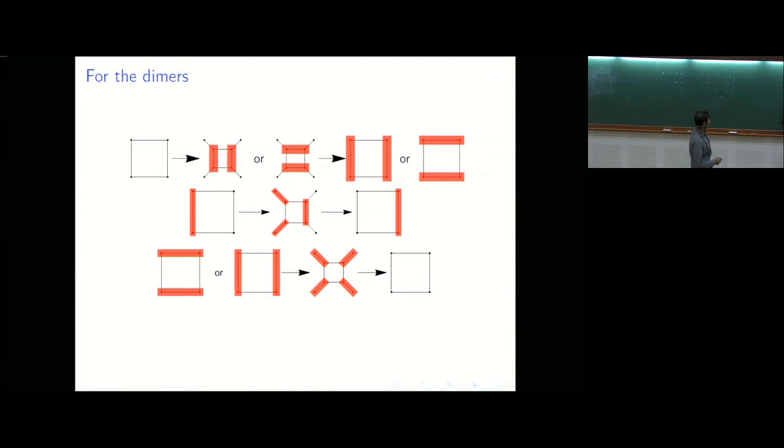And then the last configuration is if you have two horizontal dimers or two vertical dimers. When you apply the spider move, this corresponds to having all your four legs being matched. And when you squish the legs, they disappear. So you end up deleting all the vertices, all the edges around that face.